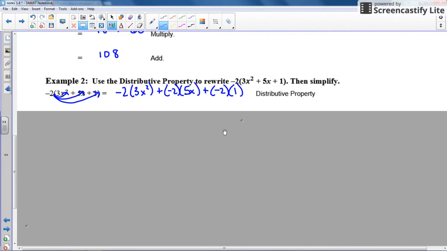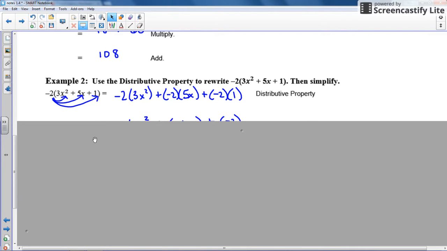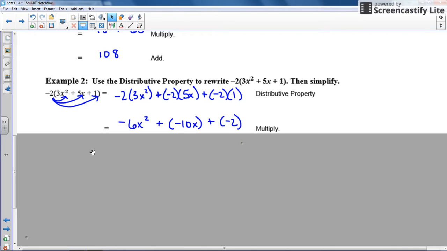Here's one that's a little bit more complicated, okay? And my arrows got a little out of control over here. There we go. So we're going to distribute this -2 to each of those inside terms. And so I rewrote it just like this. -2 times each of the inside terms. You can pause if I'm going too fast so you can get caught up.